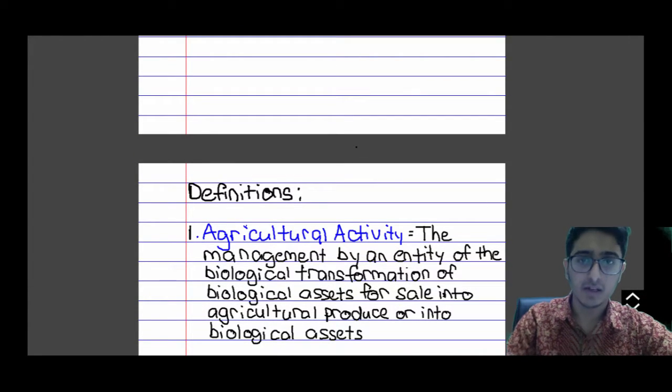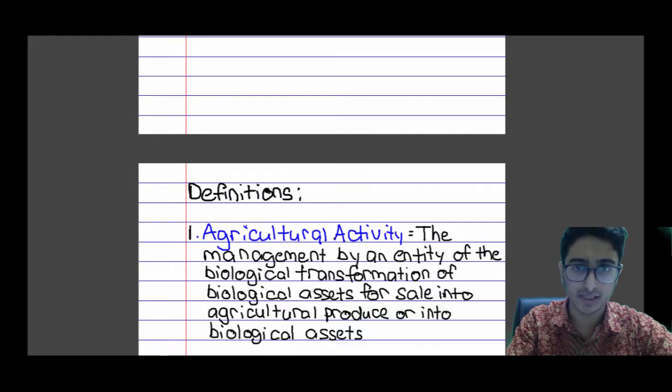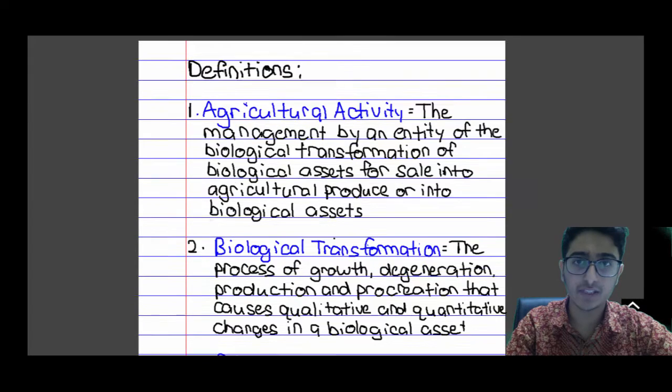Now, this topic talks about agricultural activity. Agricultural activity is the management by an entity of the biological transformation of biological assets for sale into agricultural produce or into biological assets. Now, reading this definition might still seem quite confusing, but we will be going through various definitions which will make things much simpler. Now, let us first start it off with biological transformation.